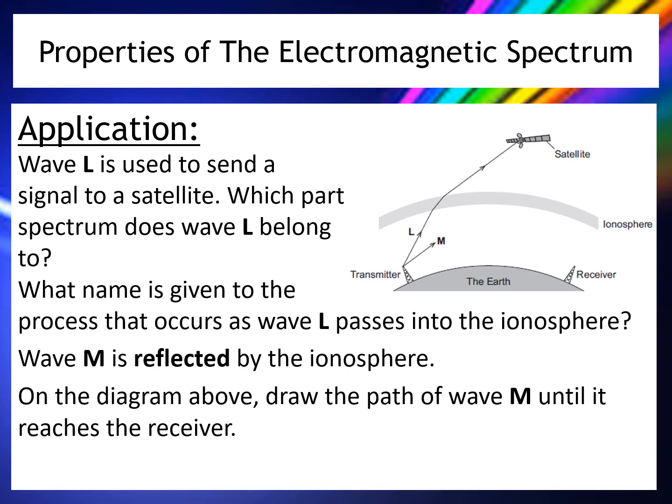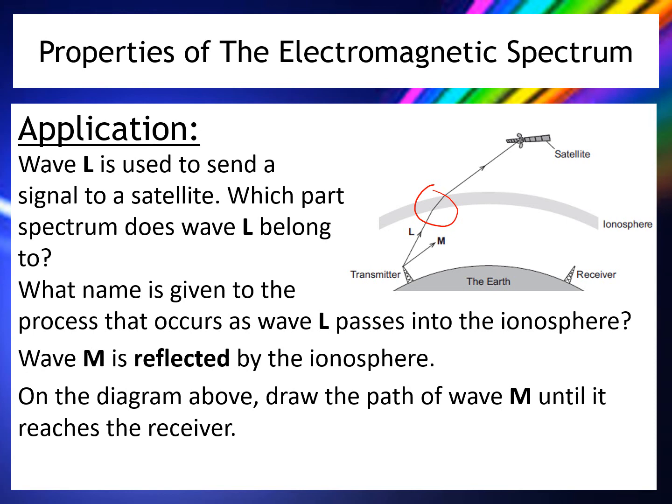The second part asks what name is given to the process that occurs as wave L passes into the ionosphere. And so we're looking at this point here as it goes into the ionosphere. Well, if you have a look at what's happening, it's changing direction. And we know that the process which involves a ray or a wave changing direction is refraction. So as the microwave passes into the ionosphere, it's going to change its speed and it's going to change its direction. It's being refracted.